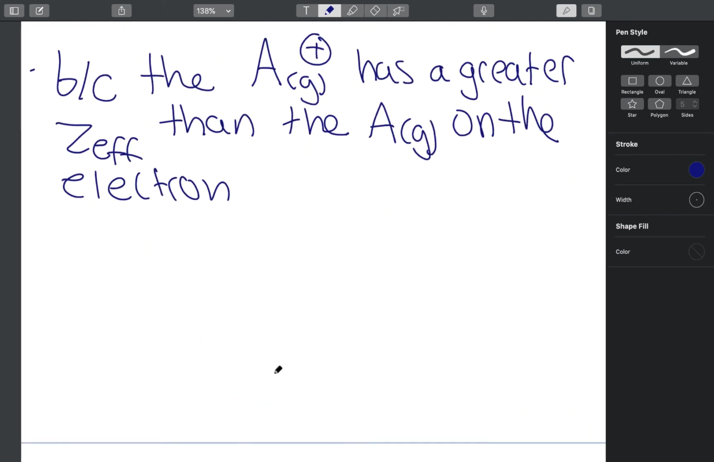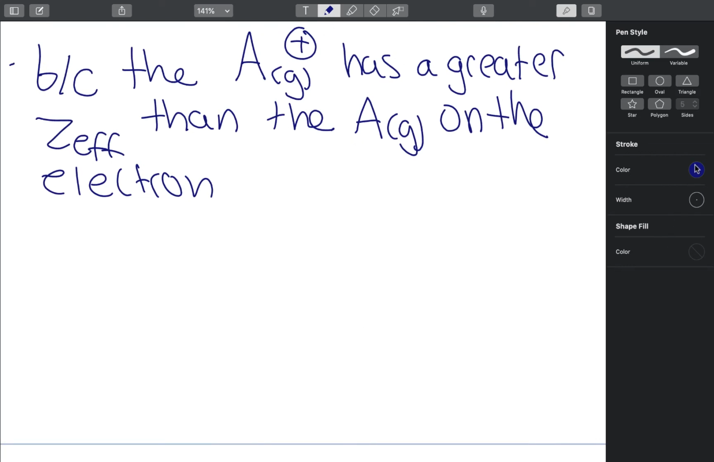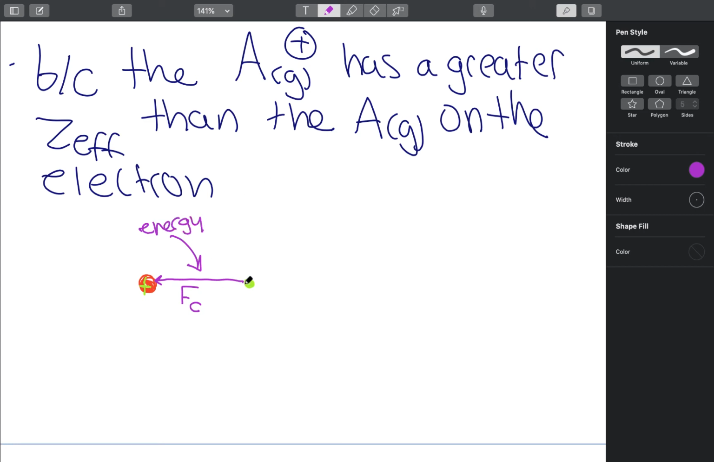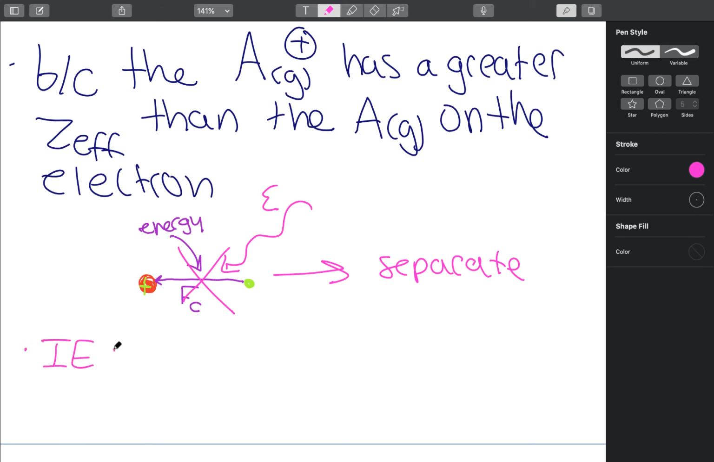So if you were to talk about ionization energy, let's draw another atom. So let's just have our positively charged nucleus here, and then we'll write our little positive charge in green. And let's just put our little electron out here. And this electron has a force of attraction acting upon it. And this force of attraction can be described by the Coulombic force, as we talked about. And this interaction has an energy associated with it. And if we apply energy to the atom, we can break this interaction, allowing the two to separate. So ionization energy is endothermic.